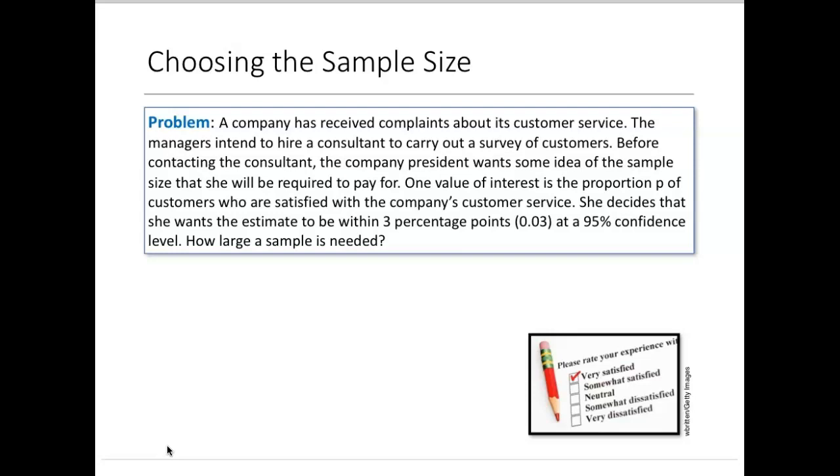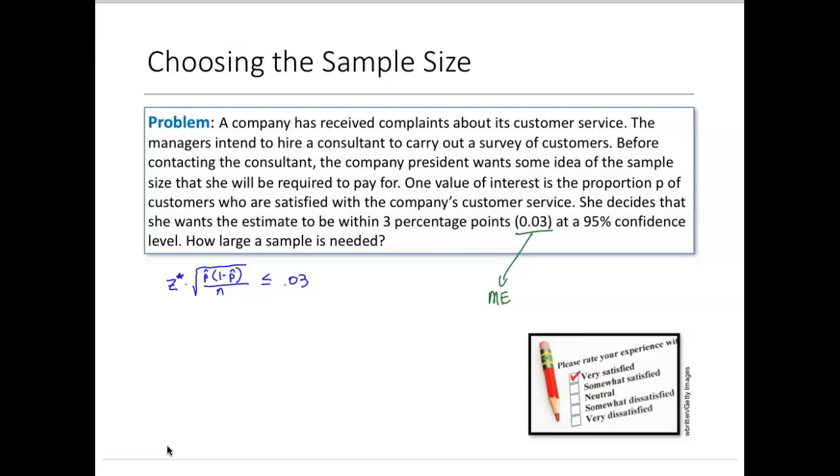Okay. This 0.03, that's our margin of error. So she knows that she wants her margin of error to be 0.03. And so the way we're going to compute this is we're going to have a z critical value times our standard error, which is the square root of p hat times 1 minus p hat over n. And we want that to be less than or equal to 0.03, so less than or equal to our margin of error.